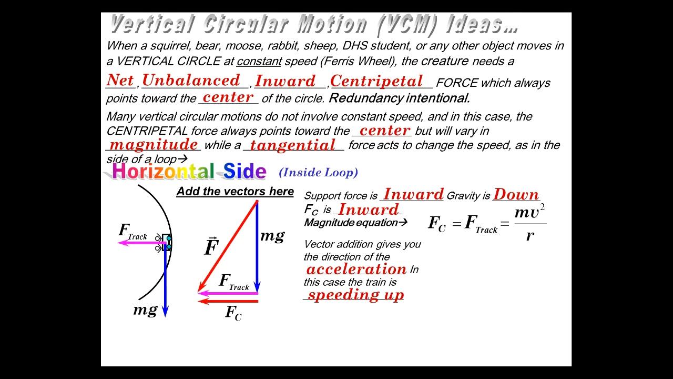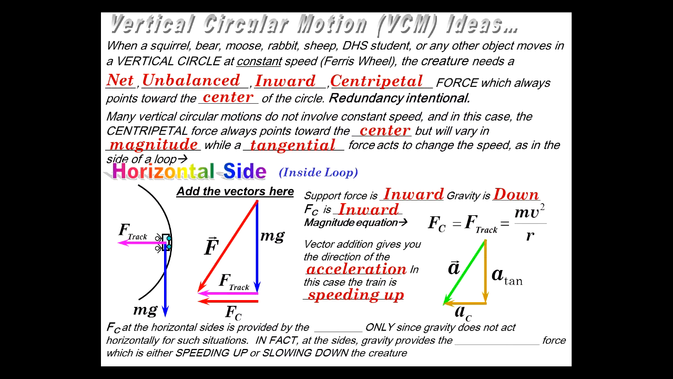So in this case, the train is speeding up. As you can see, the net force is more than just the centripetal force. The additional force that's acting is causing the train to speed up. So let's look at the acceleration now. There's the acceleration, always in the direction of the net force. We have the tangential acceleration provided by gravity, and we have the radial or centripetal acceleration provided by the track force. And we get our centripetal acceleration.